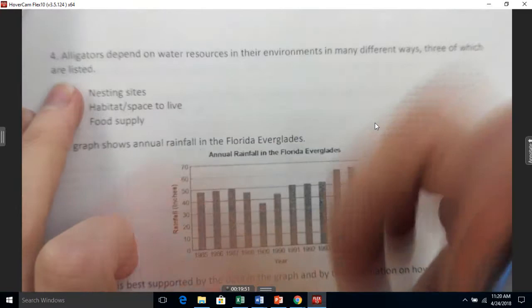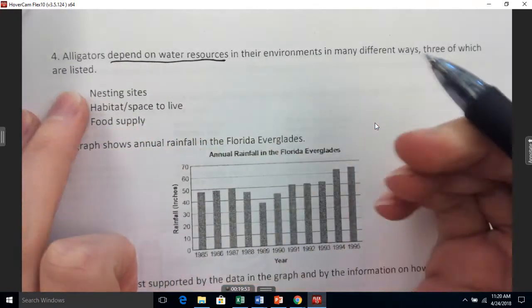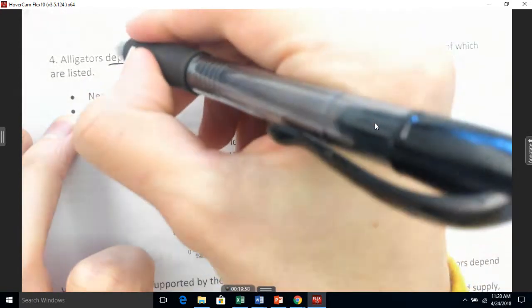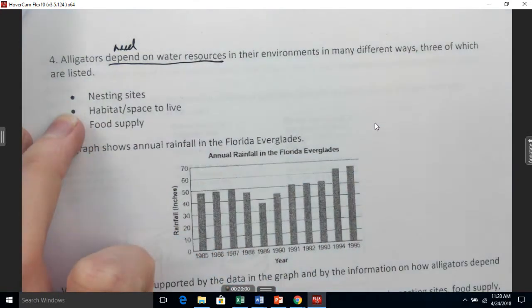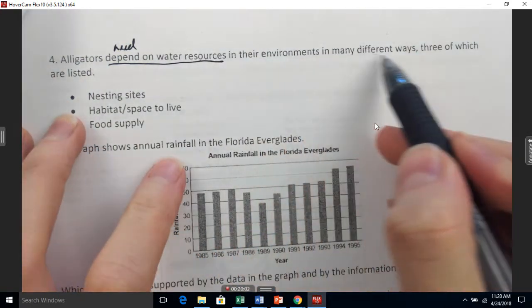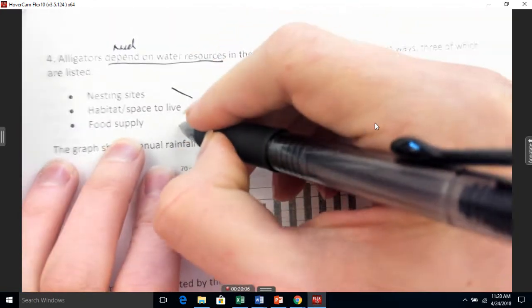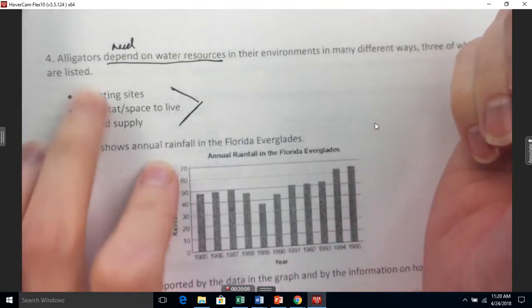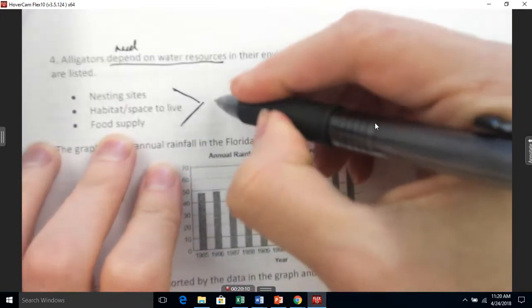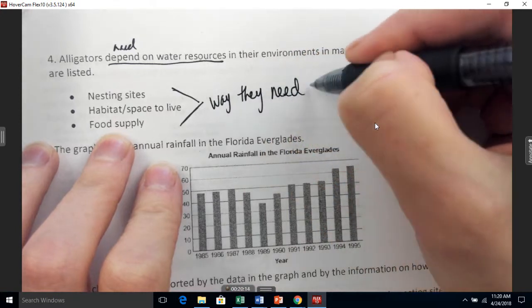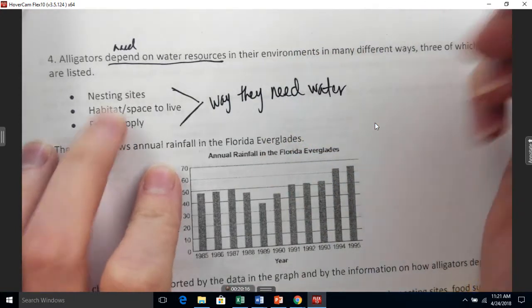Okay, number 4. Alligators depend on water resources. That means they need it. They need the water in many different ways, three of which are listed. So what are these three for? What they need, like for them to survive. Ways they need water. What's nesting?